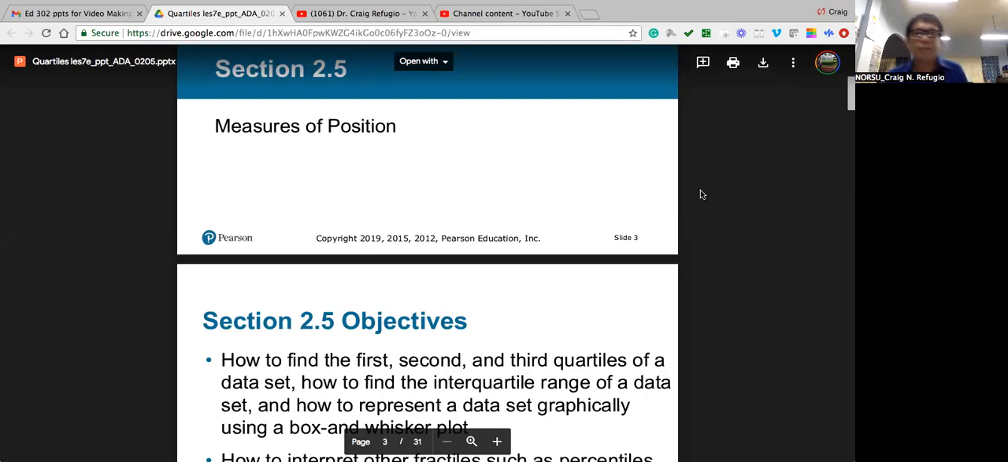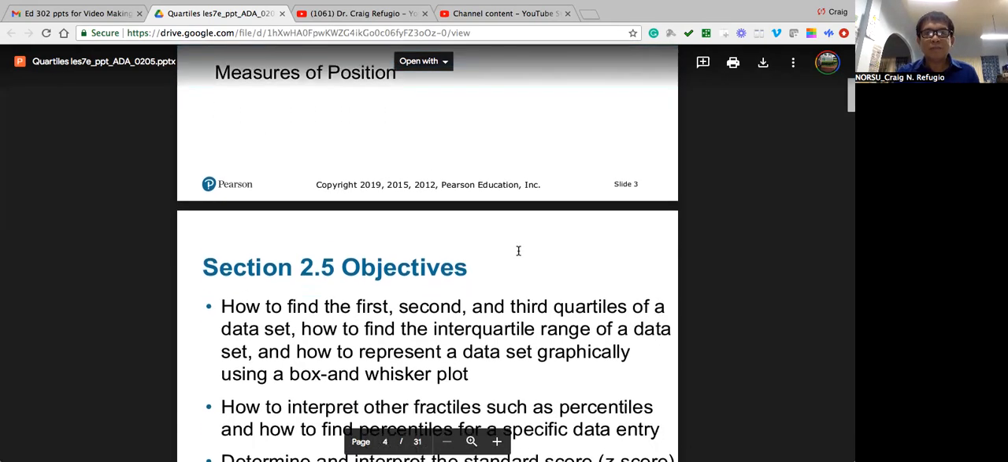Hello, everyone. I'll be talking about measures of position, and for assessment of learning, this would be the last statistical topic that I'm going to present in the class. But in the statistics class or in the research class, this is just one of the many statistical tools to be used under descriptive statistics. So again, this is all about measures of position.